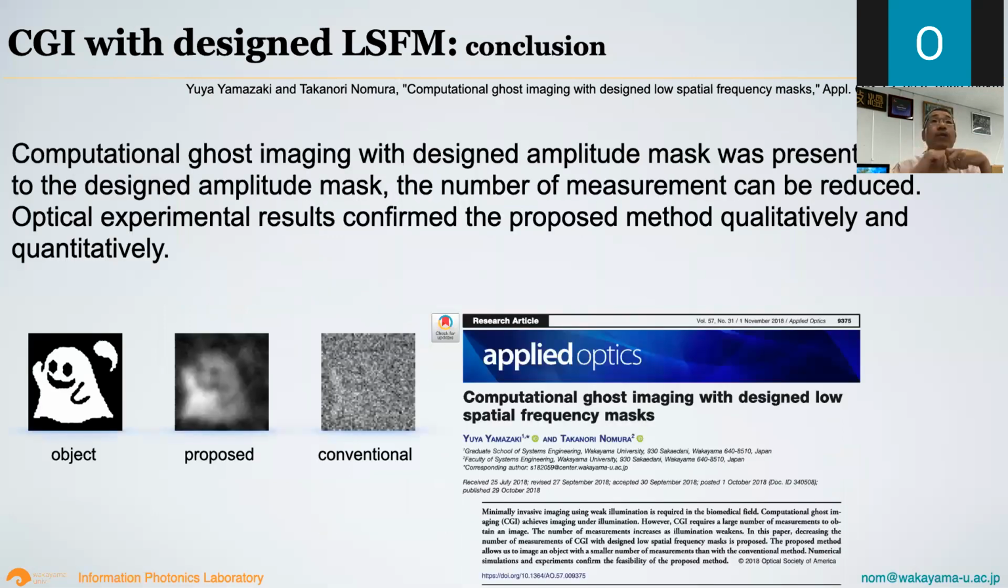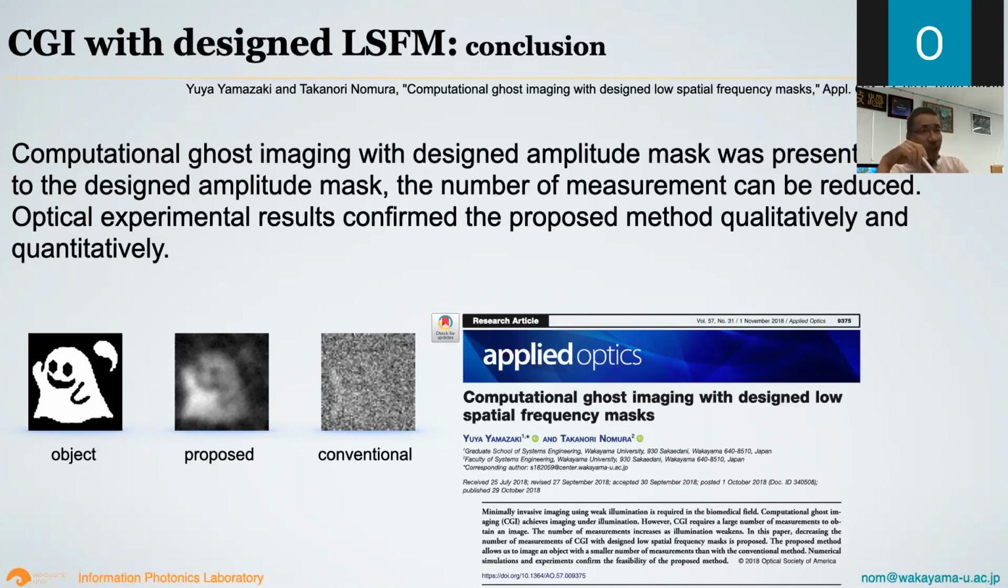So computational ghost imaging with designed amplitude mask was proposed. Owing to the designed amplitude mask, the number of measurements can be reduced. Optical experimental result confirmed the proposed method qualitatively and quantitatively.